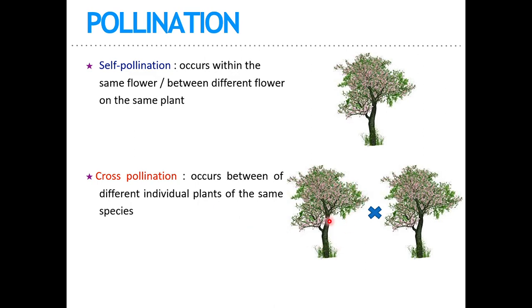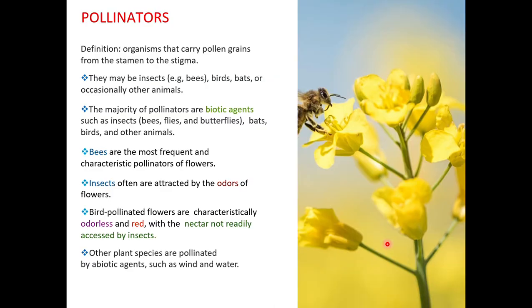So the pollination is between the 2 individuals of the same species of plant. Pollinators are organisms that carry pollen grains from the stamen to the stigma. So the pollinators can be insects such as bees or other animals such as birds or bats. The majority of pollinators are biotic agents. Biotic means living things, living agents.